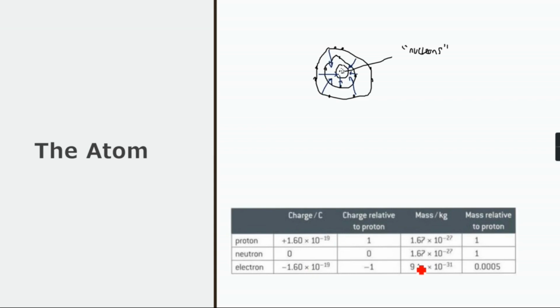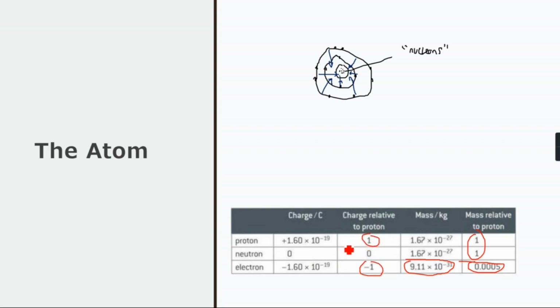So this table down here I've put in just so we can consider the charges and masses of these individual particles. Things of importance to note: the electron has a much smaller mass than the proton. As you can see here, it's to the power of negative 31, so its mass relative to the proton is just much smaller. That being said, you might also notice the proton and the neutron have pretty much the same mass, almost equal. The electron has an equal and opposite charge to the proton, and the neutrons are pretty much uncharged.